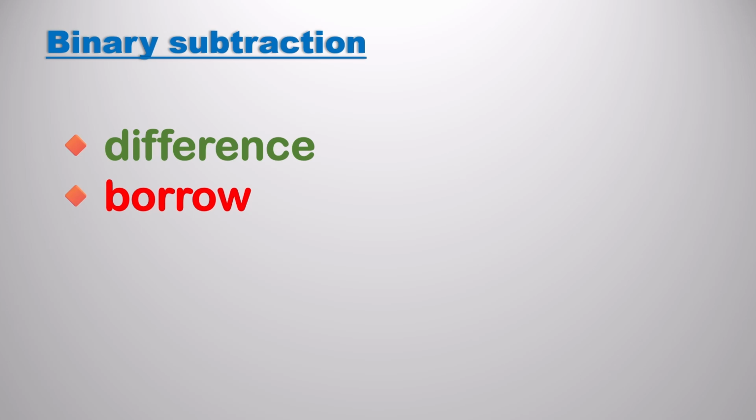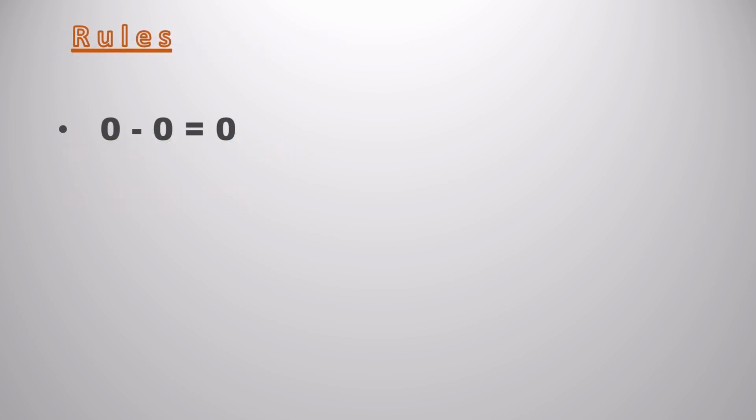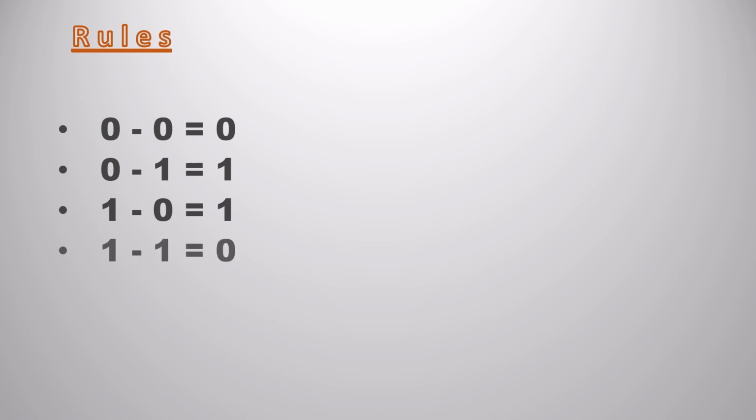Throughout this video, you are going to learn how to handle cases where a 1 is subtracted from 0 and how borrowing flows across the bits. So we get 0 minus 0 is equal to 0. The interesting case is 0 minus 1, which gives a borrow of 1 and the difference is also 1. We will see this more clearly in some examples. And 1 minus 0 is equal to 1 and 1 minus 1 is equal to 0.